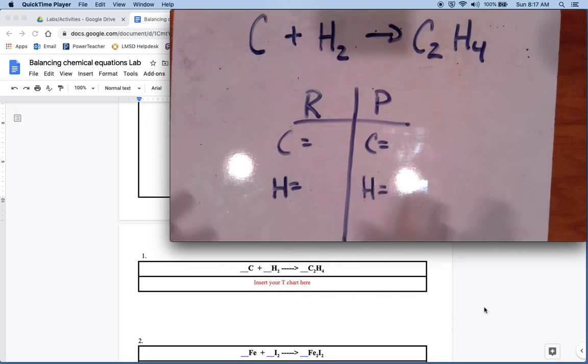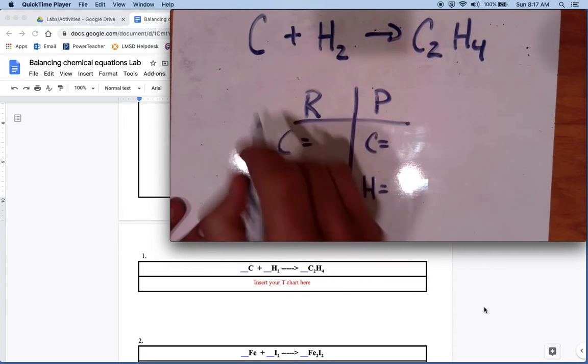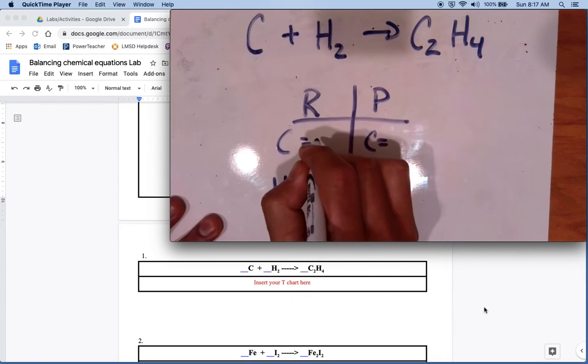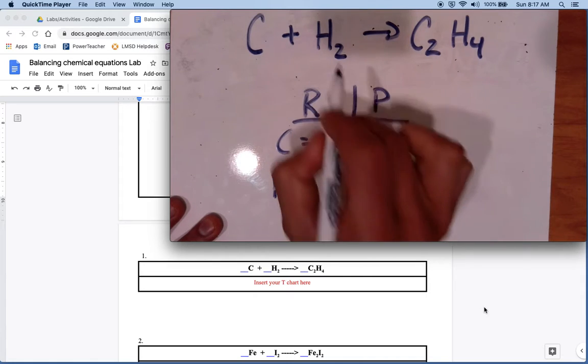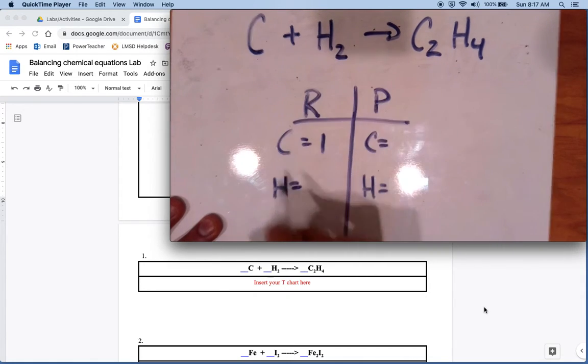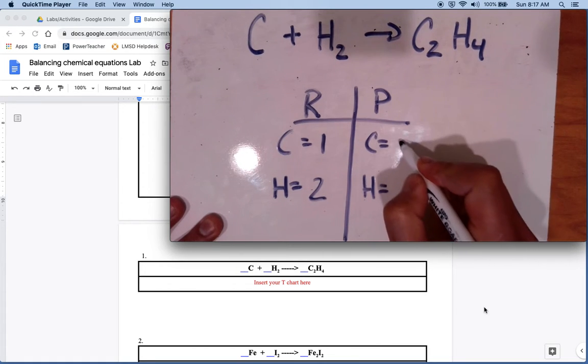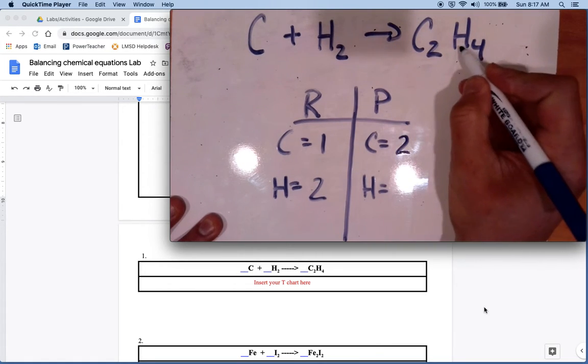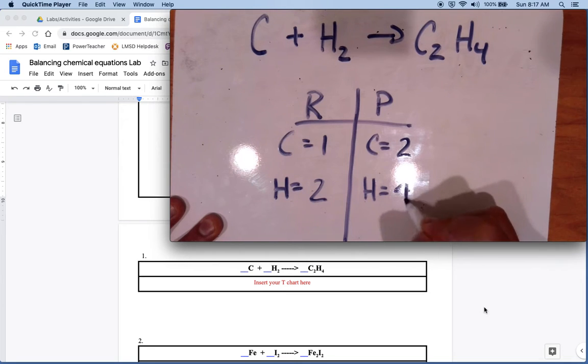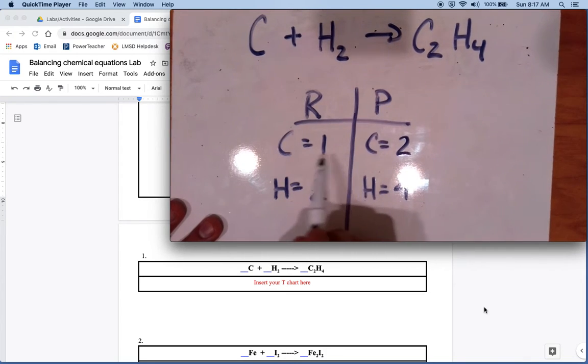Now we need to count to see if we're actually balanced or not. So carbon on this side, since there's no number here, it's a 1. So I have 1 atom of that. Hydrogen, since I have 2 here, I have 2 hydrogens. Over here, C2, so I have 2 atoms of carbon. And I have H4, so I have 4 hydrogens. If you look at it, my carbons are out of balance and my hydrogens are out of balance.